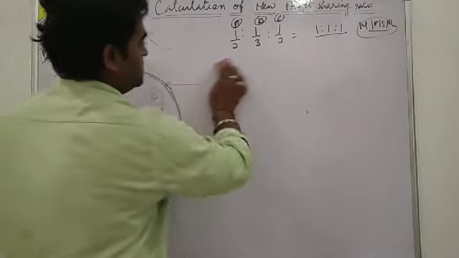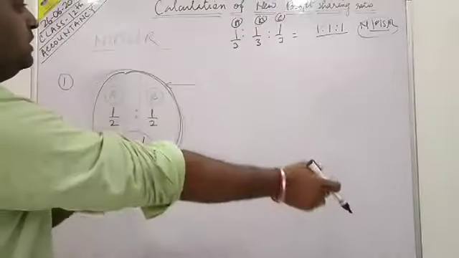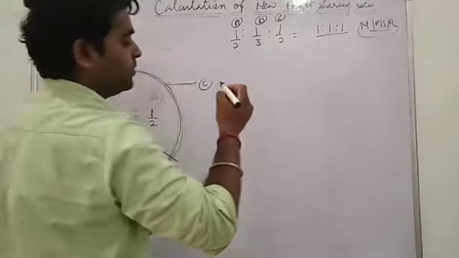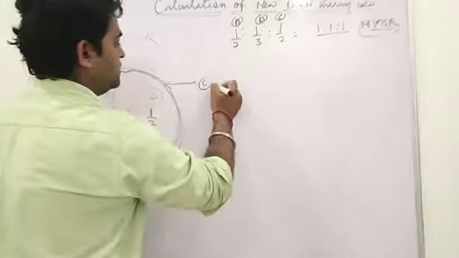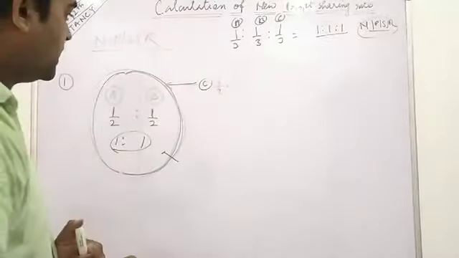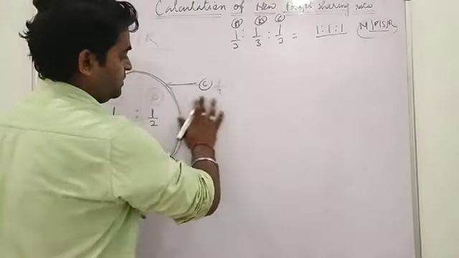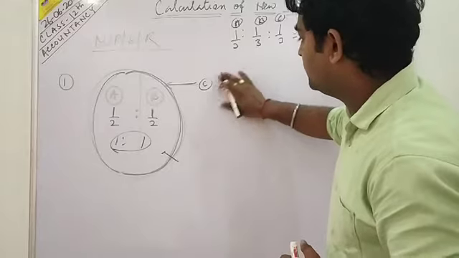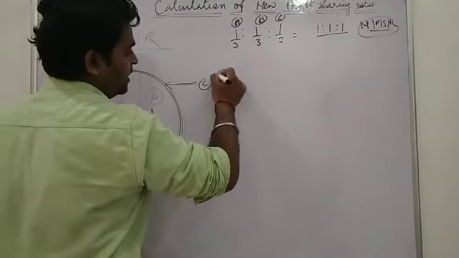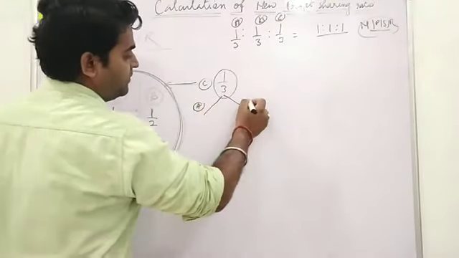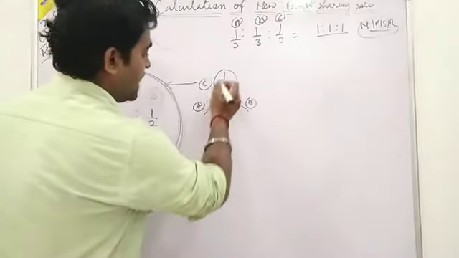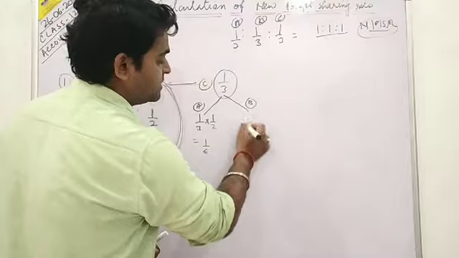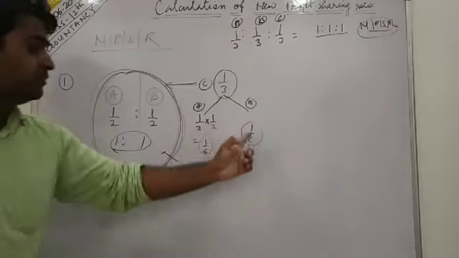Suppose C is coming for 1/3 share of the profit, and he is taking equally from A and B. The second condition is that C is taking 1/3 of the profit, half from A and half from B. Half of 1/3 is 1/3 into 1/2, which is 1/6. It means he is taking 1/6 from A and 1/6 from B.